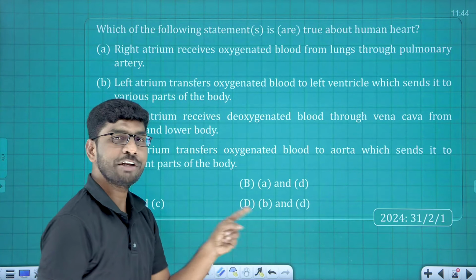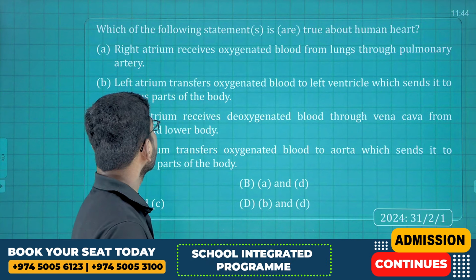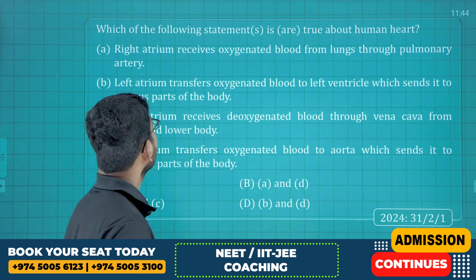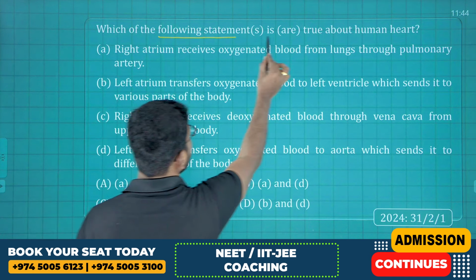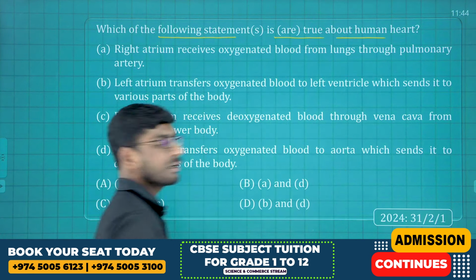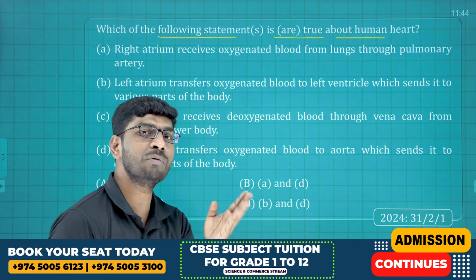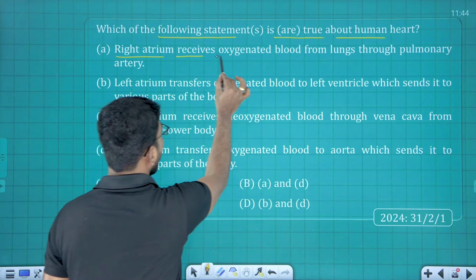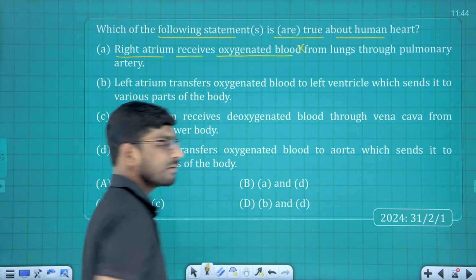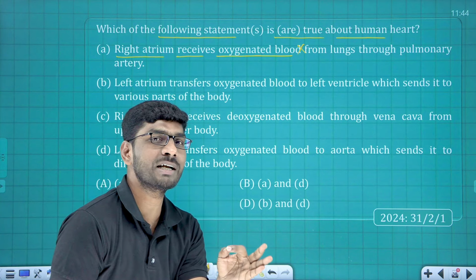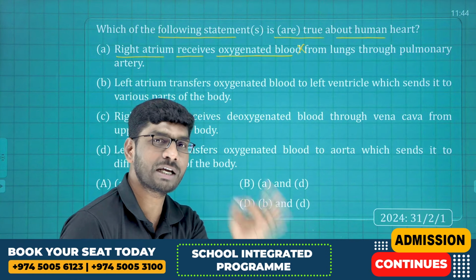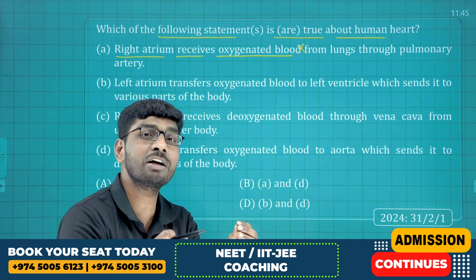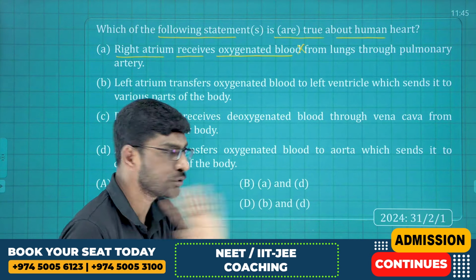Next question, 2024 from life process chapter. This question has been asked from the circulatory system, the human circulatory system. Which of the following statements are true about the human heart? Four statements are given. Number 1, right atrium receives oxygenated blood. Completely wrong. Right atrium receives deoxygenated blood from the superior and inferior vena cava, the upper and lower parts of the body. What kind of blood? Deoxygenated, impure blood. So the statement is wrong.